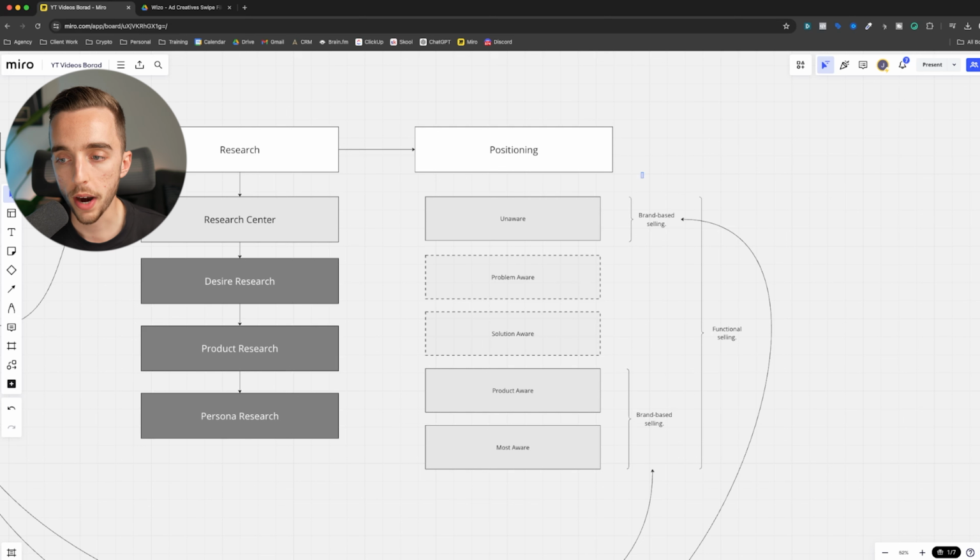For most brands that, again, sell based on the brand more than the product itself, your advertising actually skips 2 tiers. You're not going to advertise as much to problem or solution aware people because you just don't really have a concentration of your audience in there. You're going to go from unaware to product aware and most aware. Most aware are people that already definitely know about the brand and the product itself, and then just kind of waiting for a good time or reason to buy.